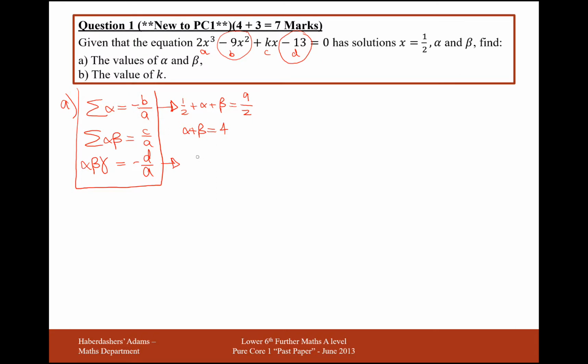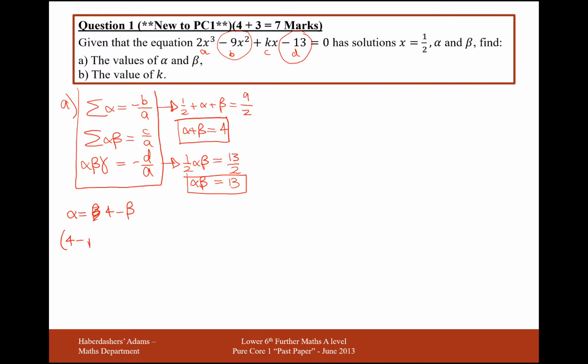And then if I multiply all of my roots together, a half times alpha times beta, I get minus d over a. D is minus 13, so that will get me 13 over a, which is 2. So now if I times both sides by 2, I get alpha beta equals 13. So these two here are going to be my simultaneous equations I'm going to use to solve this question. So what I'll do is I will rearrange the first one to get alpha equals 4 minus beta and substitute it into the second one.